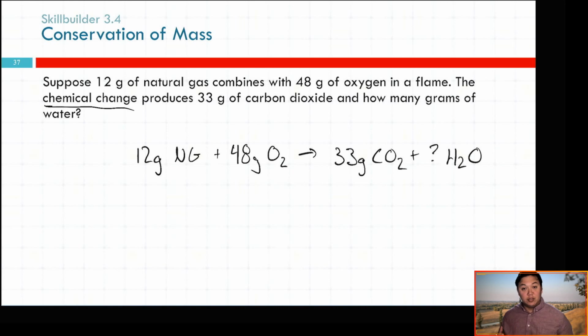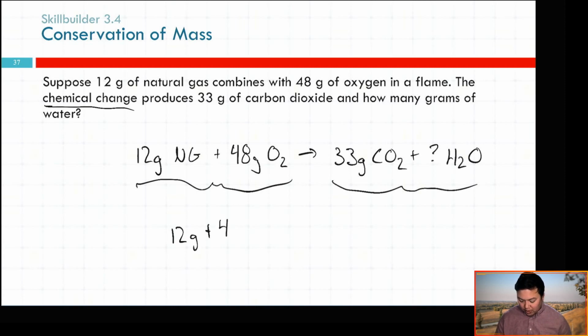So knowing conservation of mass, you can actually just rewrite this as an equation, right? We know that whatever is on the left side should be equal to whatever is on the right side. So we can do 12 grams plus 48 grams, because it doesn't matter what they are here. We're just trying to get, let me use an equal sign, 33 grams plus X grams, right? So a little bit of algebra.